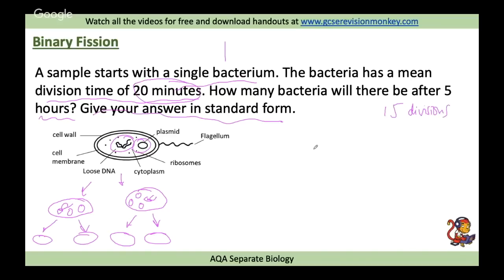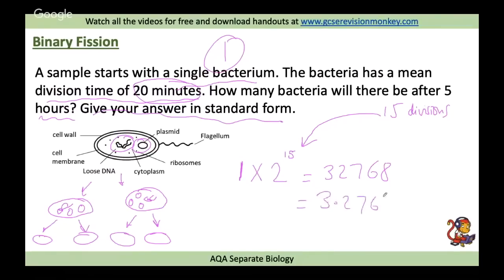And if you're writing down your equations that you need to remember, this is going to be 1. It's where you have your number of bacteria. So in this case, we start with 1, multiplied by 2 to the number of divisions that we've got. So this time it's 15. Okay, so our number of divisions is 15. So our calculation is 1, because we started with 1, times 2 to the power of 15. And that will give us 32768, which in standard form is 3.2768 times 10 to the 4.